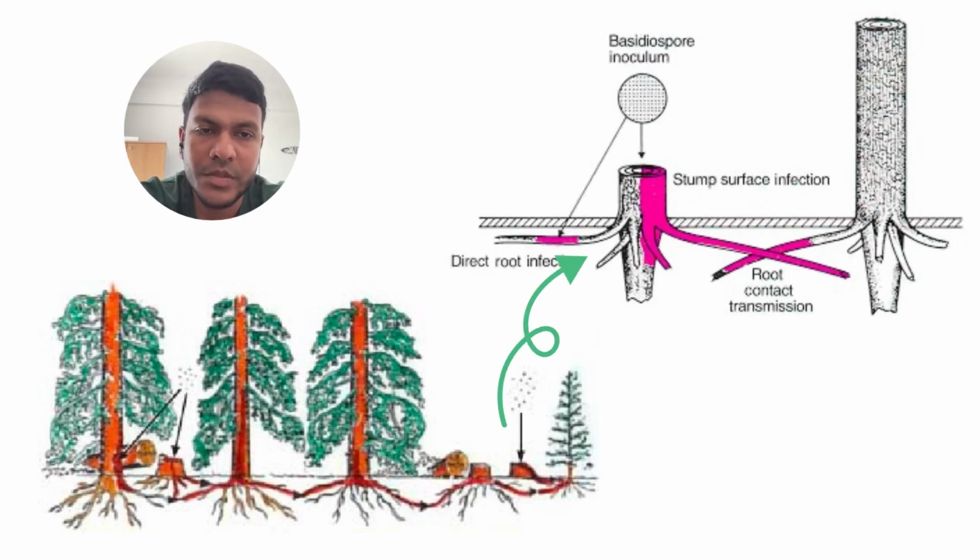Heterobasidion parviporum can be spread through root contacts between trees. Contaminated logging equipment can be a cause, and also wind-dispersed spores. Once established, it can persist in the soil for decades.